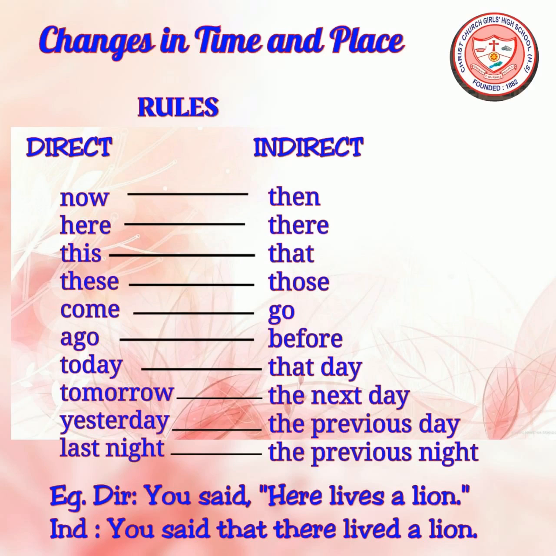In direct speech, it is said, "You said, 'Here lives a lion.'" And when we change it into indirect speech, the same sentence will be, "You said that there lived a lion." So here of direct speech changes into there in indirect speech.